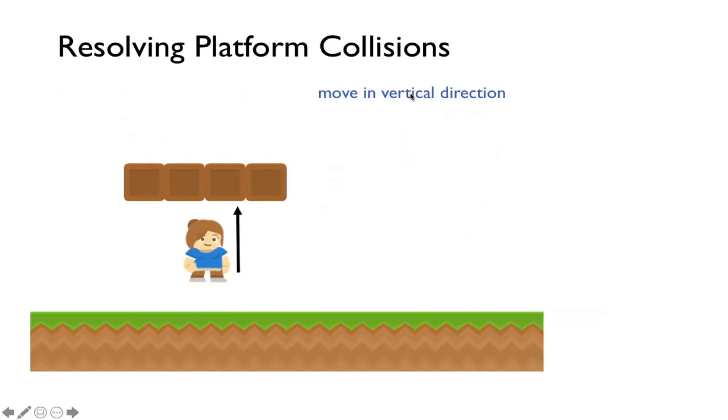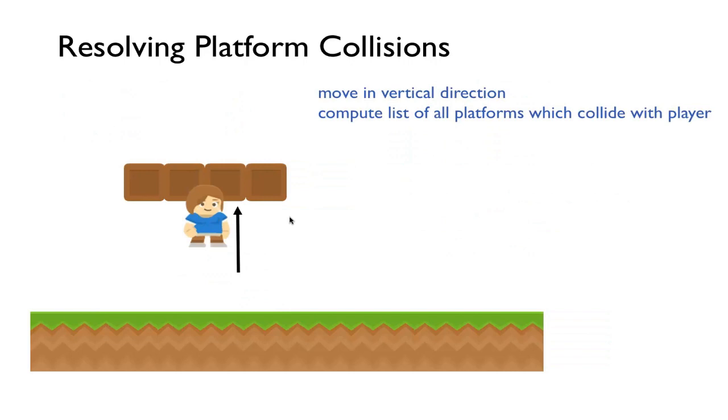So we'll just move in the vertical direction first. So suppose I'm jumping, I jump up. And now I'm going to resolve collision by computing the list of all the platforms that collide with the player. You remember in the last video we have a method, check for collision list, that looks at the sprite and all the platforms, all these tiles, and sees which platforms collide with the player. So in this case it'd be these 2 platforms here. So we compute that list. If this list is not empty, that means we collide with something.